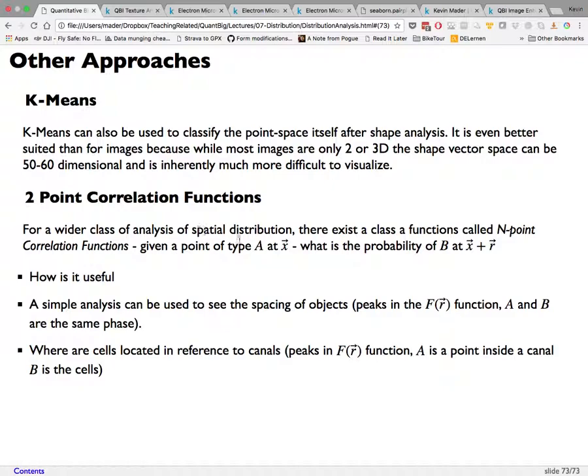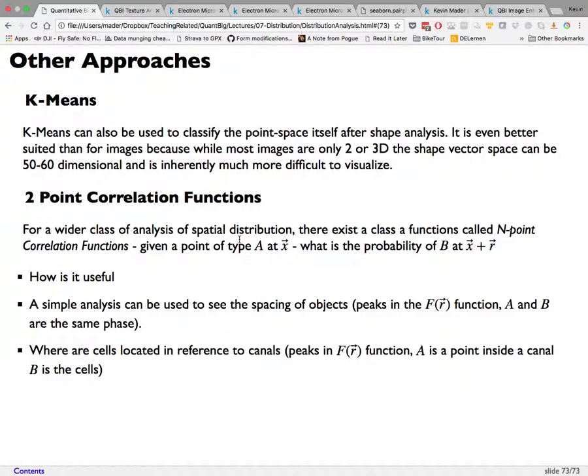And so basically what you look at is, given a point of type A at x, what's the probability of B at a point x plus r? It's a very mathematical approach to modeling complex 3D objects, but it gives you a huge amount of flexibility in that you can choose what point type A means, and how you calculate this probability.